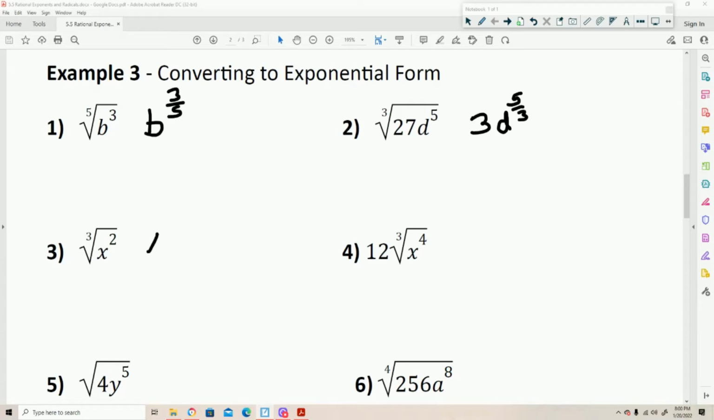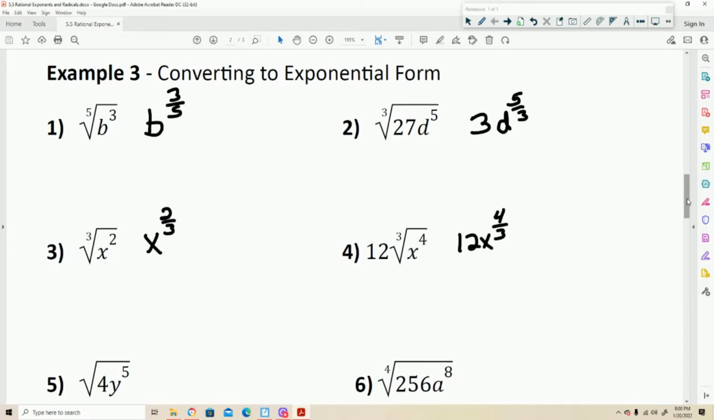Moving on. Okay, I've got x, denominator, numerator, so 2/3, x to the 2/3. Okay, here the 12, nothing's going on with the 12. It's got an exponent of 1. We leave that alone. Put the x beside it. Exponent of 4 over 3, so we get 4/3 for the x.